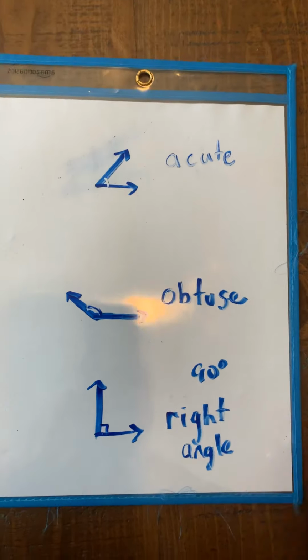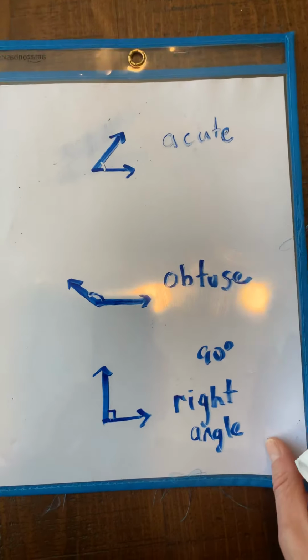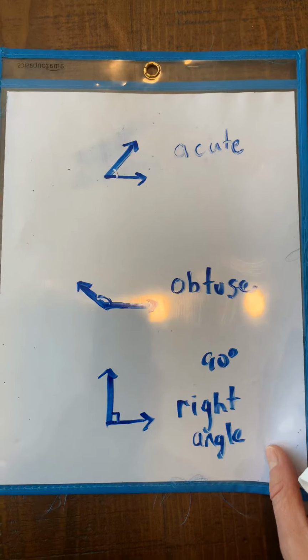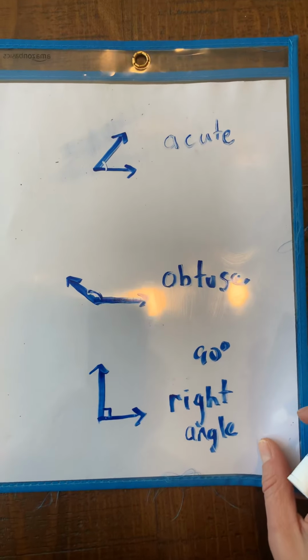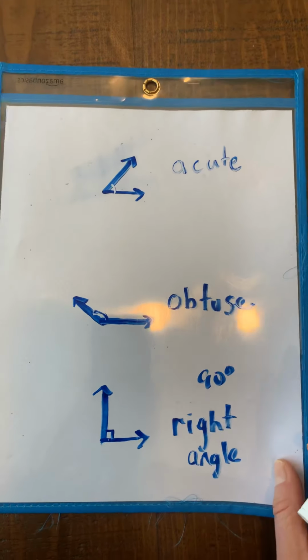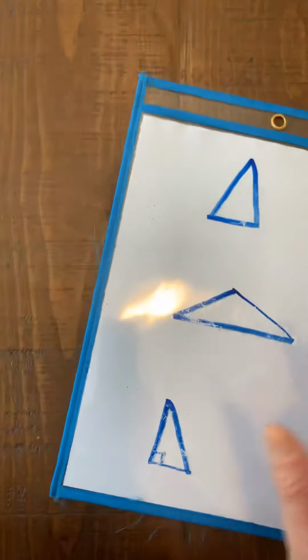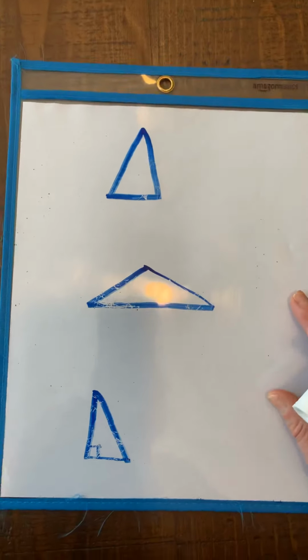Okay, so now that we know that, and it seems like, based on your question of the day and some of the work that we've done, that you really understand these 3 angles, it's really going to help you when we talk about classifying triangles. Are they acute, obtuse, or right triangles? So let's have a look at our triangles.